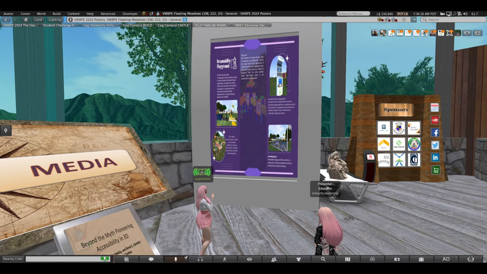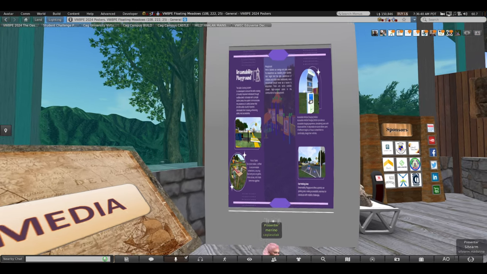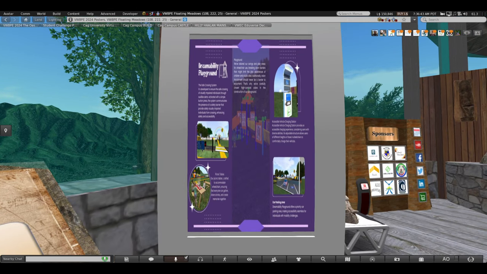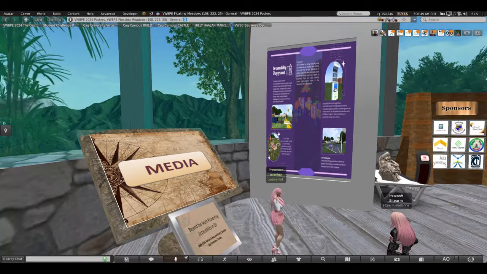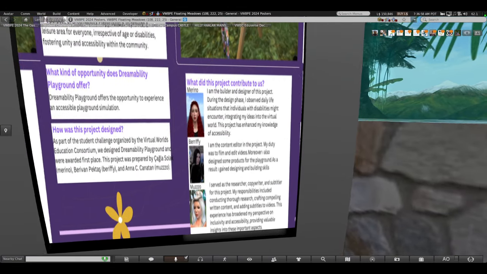We represent Chai University and Turkey with first place in the student challenge organized by the Virtual Worlds Education Consortium. The purpose of the Dreamables Playground is to enable disabled individuals to play a more active role in the digital world beyond virtual worlds. My role in this project was to design and build. While I was thinking about what kind of thing I could build during the project, I went to a park and observed. As a result, considering the challenges that individuals with disabilities might encounter, I designed a park that overcomes barriers.